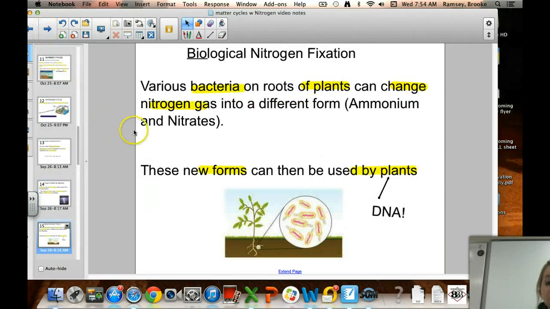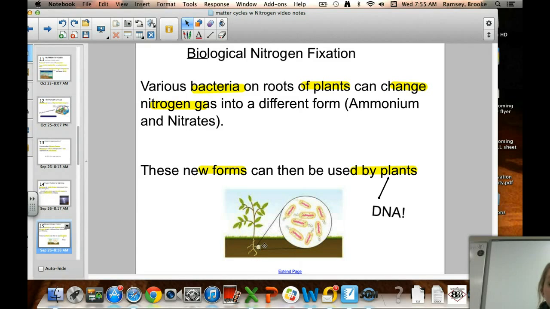Here's another way nitrogen can be fixed. Certain plants called legumes, which are like bean and pea plants, have special bacteria that live on their roots. And these bacteria are specialized. They can take nitrogen gas from the air and fix it within the ground to a form of nitrogen that all living things can use.